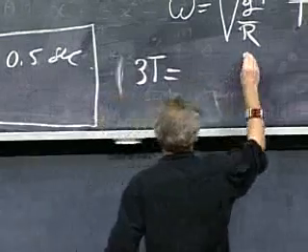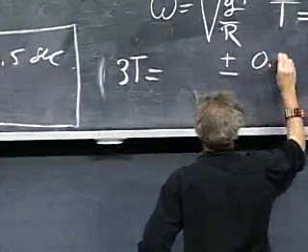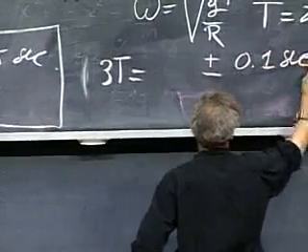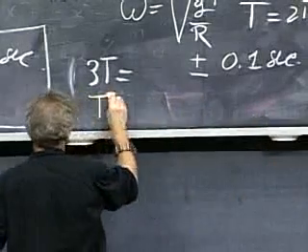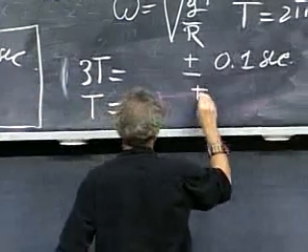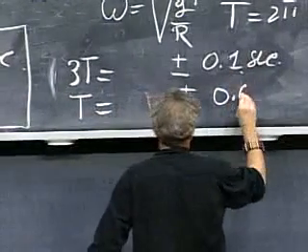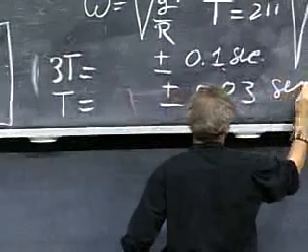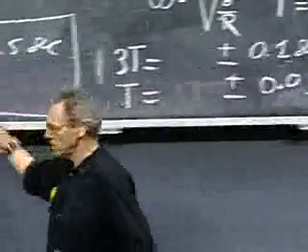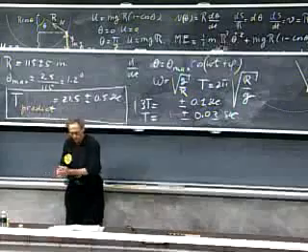3T is going to be something plus or minus, and this is my reaction time, which is 0.1 second. And then we can all divide that by 3, and then of course the error will go down by a factor of 3. And we will see whether this number agrees with this one.